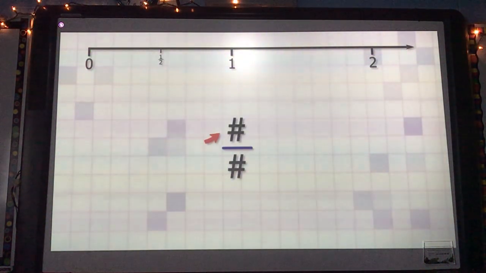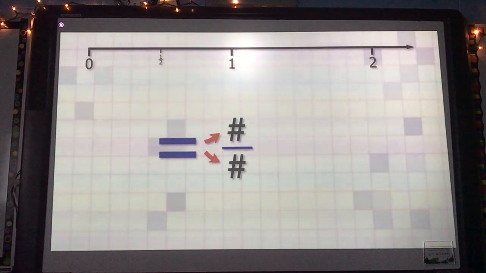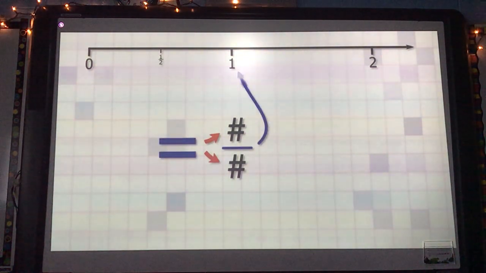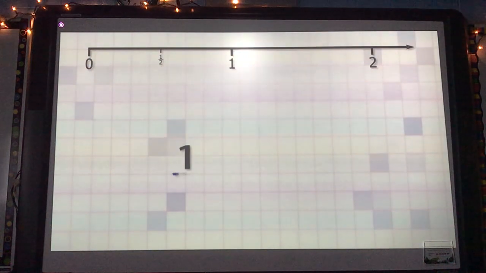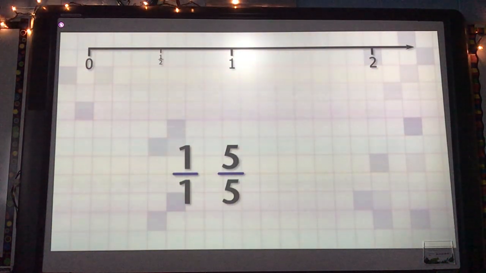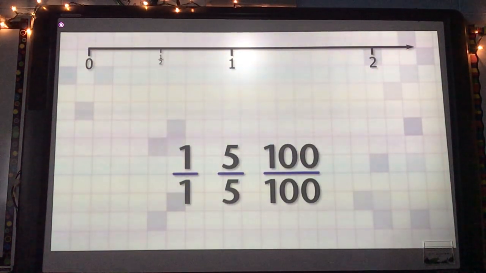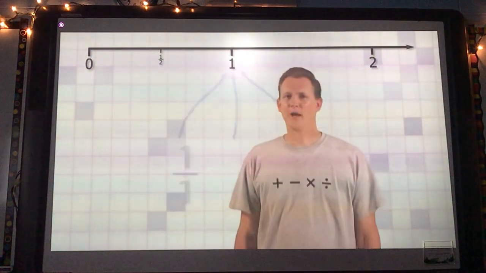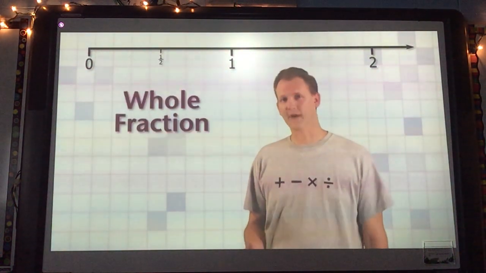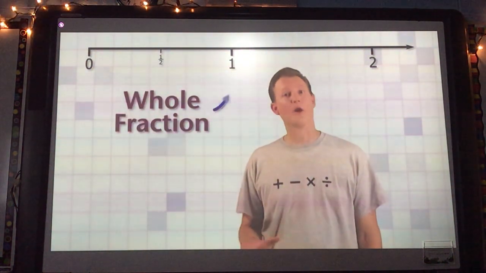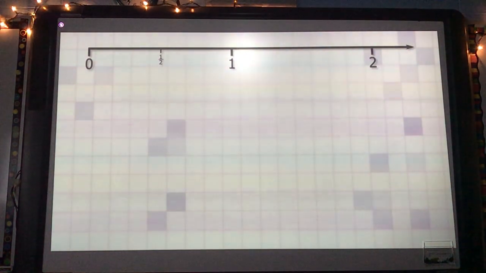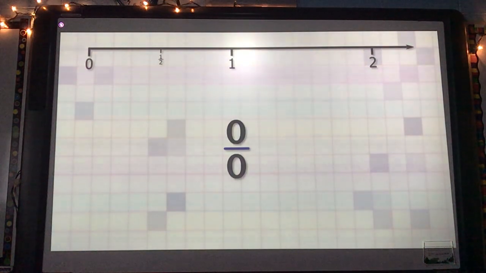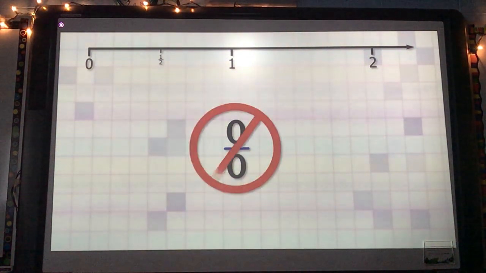Our third rule is this. If the top number and bottom number are the same, then the value of the fraction is always just 1. So whether you have 1 over 1, or 5 over 5, or 100 over 100, the value is always just 1. I'm going to call this kind of fraction a whole fraction, because its value represents 1 whole. Oh, and in case you're wondering, this rule doesn't apply to 0 over 0, because like I told you, having a 0 on the bottom of a fraction is a big no-no.